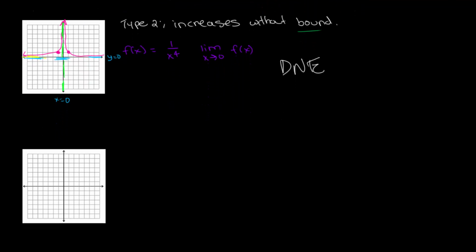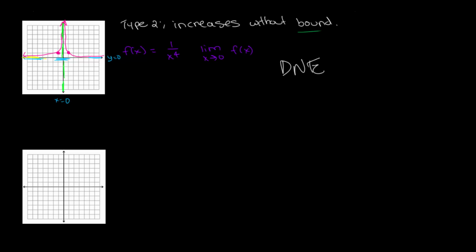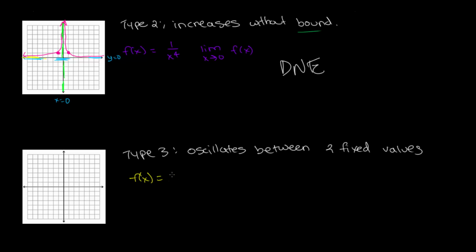So finally, looking at our third, this is somewhat uncommon. We don't encounter this too often. This is type number 3, where the value oscillates between two fixed values. And to look at this, we will look at the function f of x is equal to 1 over cosine of 1 over x, and we want to find the limit as x approaches 0 for f of x.